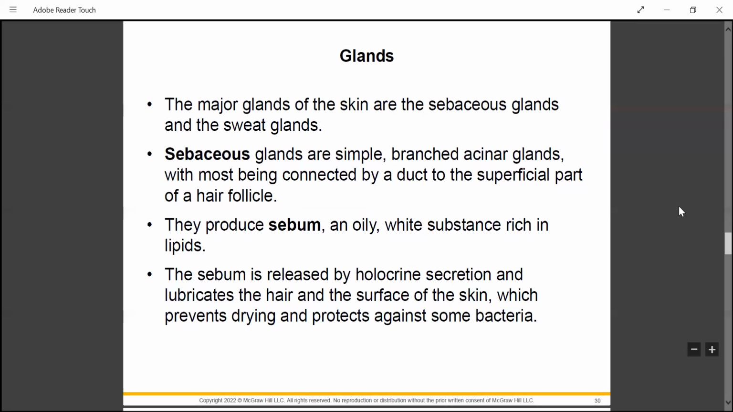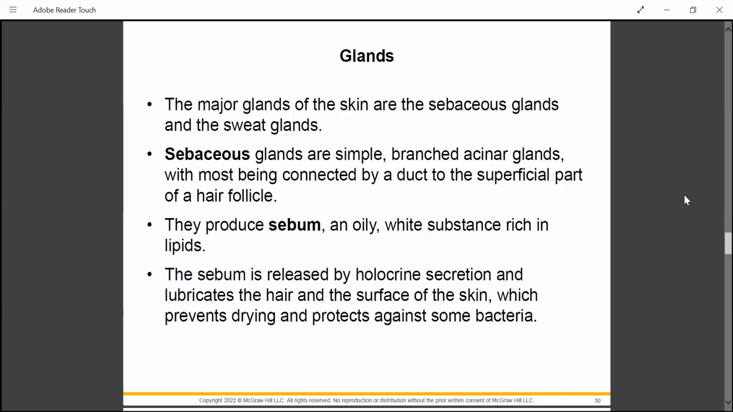The next thing we're going to talk about is a couple of types of glands. We've already mentioned these as we went through our different structures, but the two major glands we're going to talk about are sebaceous glands and sweat glands. The sebaceous glands are simple, branched acinar glands, and they typically are connected to a duct to the superficial part of our hair follicle, or the upper portion of our hair follicle is where the duct is going to empty.